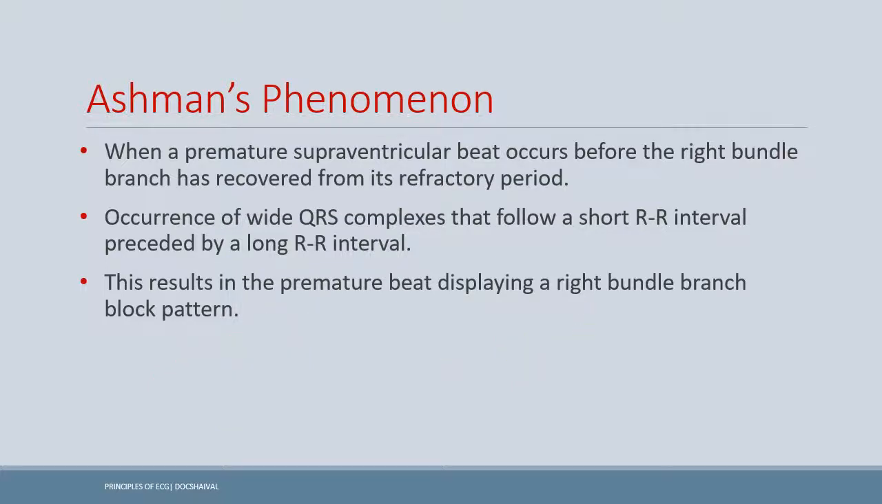Okay, so let's see what I've written in the slide. Ashman's phenomenon is when a premature supraventricular beat occurs before the right bundle branch has recovered from the refractory period. This causes the premature QRS beat to display a right bundle branch block, and in some complicated terms, we can say that it is a QRS complex that follows a short RR interval preceded by a long RR interval. So a long RR interval is followed by a short RR interval. This is the basis of Ashman's phenomenon.